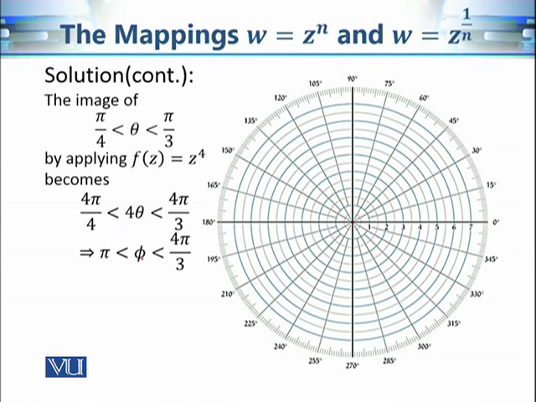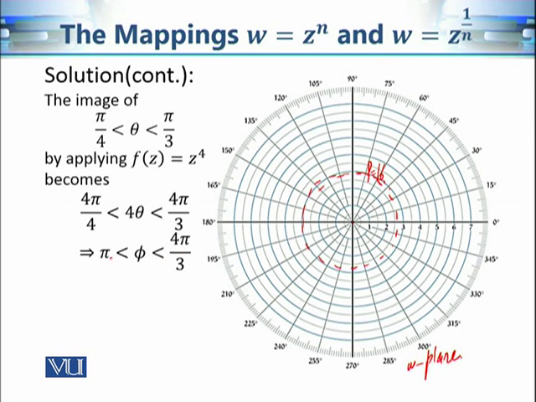Now this 4 theta is basically phi. So the image is basically complex numbers for which phi lies between pi and 4 pi by 3. Okay, so what kind of complex numbers lie in the image of this set A then? So let's say this is the W plane. Okay, so we observe that the elements should be outside this circle of radius 16, and phi lies between pi and 4 pi by 3.